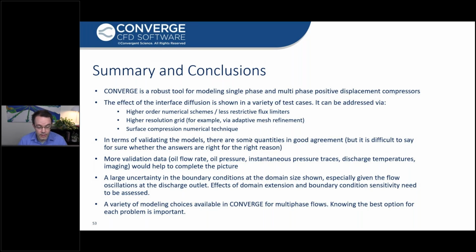And then lastly, there's a variety of modeling choices available in Converge for multi-phase flow, and knowing the advantages and disadvantages for all approaches and which one is more applicable to your case of interest is one of the key takeaways to try to get for these kinds of problems.